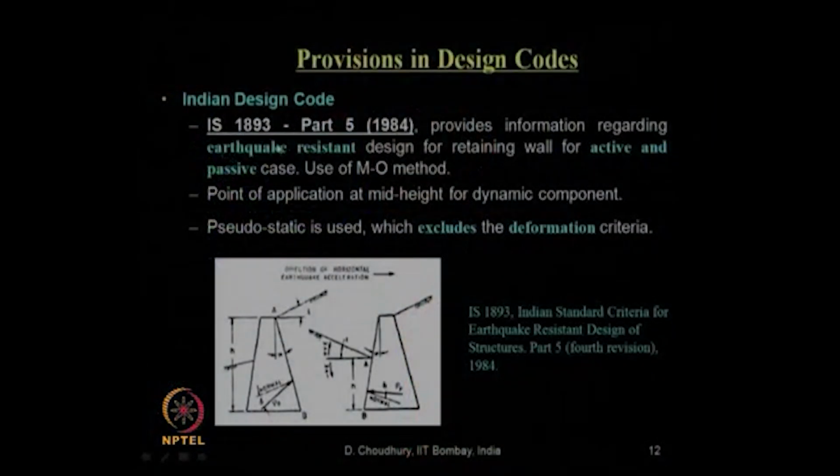Then we also discussed in our previous lecture the recommendations given by various design codes. In that connection, we mentioned that for our Indian design code IS 1893, though Part 1 has been revised in 2002, which is the latest version so far, for retaining wall design the version is Part 5 of 1984, which is still the latest one. It suggests the use of pseudostatic analysis, the age old method of Mononobe-Okabe theory. So, there is no scope for using the deformation criteria or displacement based criteria.